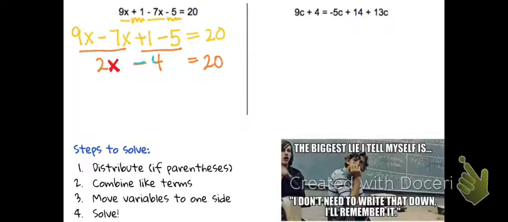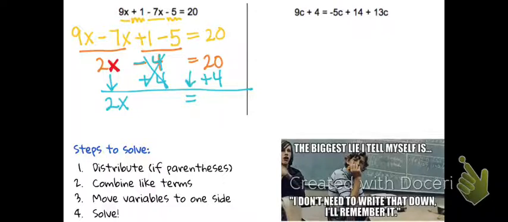So to undo this minus 4, I'm going to add 4. And I'm going to add 4 to both sides, because minus 4 plus 4 cancels out. And I'm just left with 2x equals, and then 20 plus 4 is 24. Now I can undo the multiplying to get x by itself. So I'm going to undo that multiplying by 2 by dividing by 2. Because 2 divided by 2 is 1, so I'm left with 1x, which is just x, and 24 divided by 2 is 12.